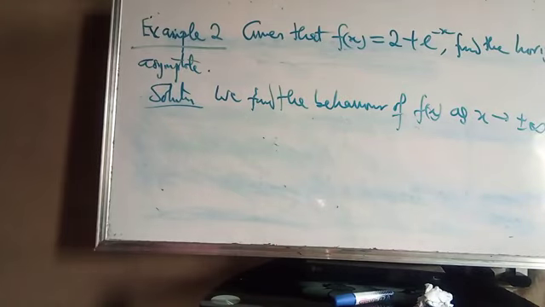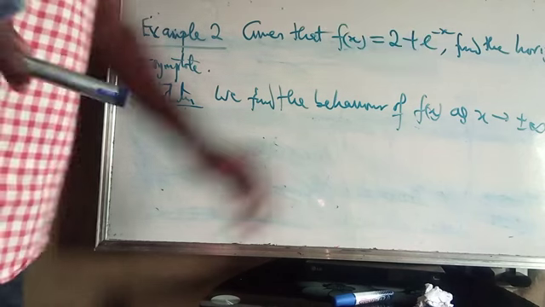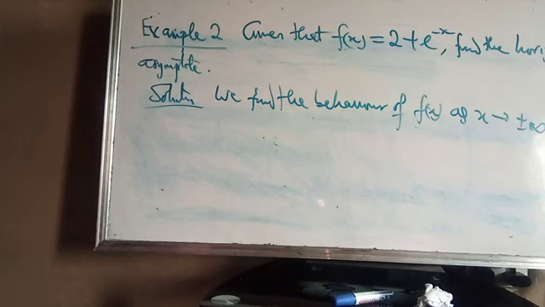This is not a rational function. You can see 2 plus exponential raised to minus x, so it's not rational. It's an exponential function. And for us to do that, we have to take the limit when x tends to infinity and when x tends to minus infinity.